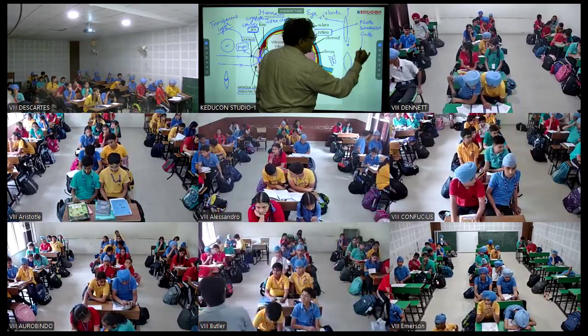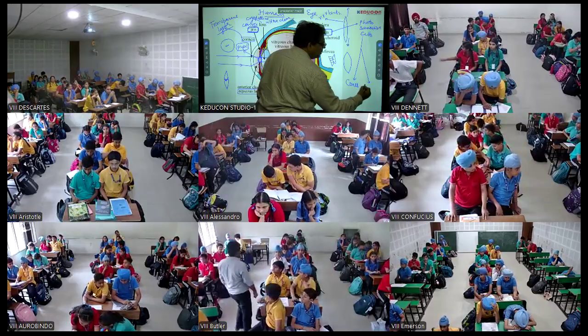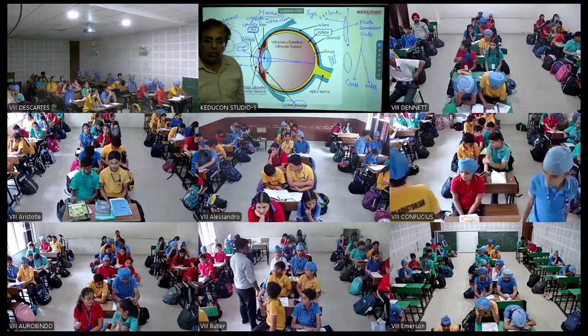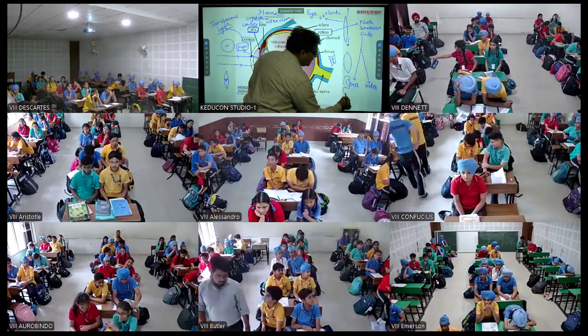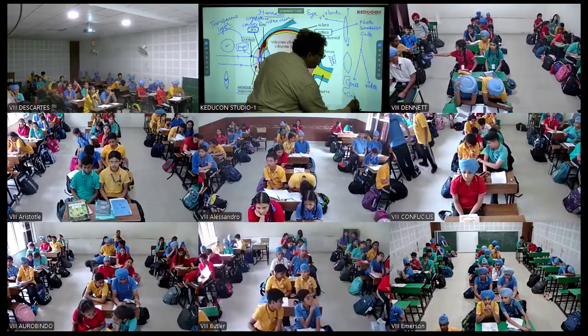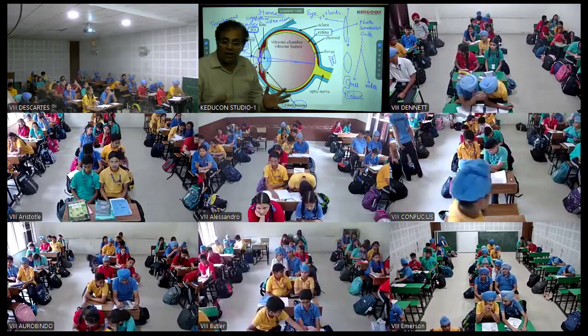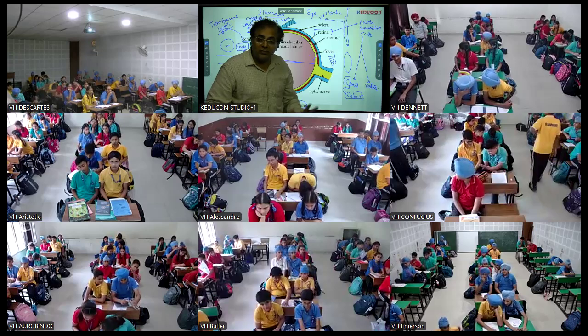These cells are primarily of two types. One is cones, the other is rods. What is the job of rods and cones? Remember C, a memory tool. From C, remember cones. Cones help us to see colored objects. Cones help us to see the different colors.